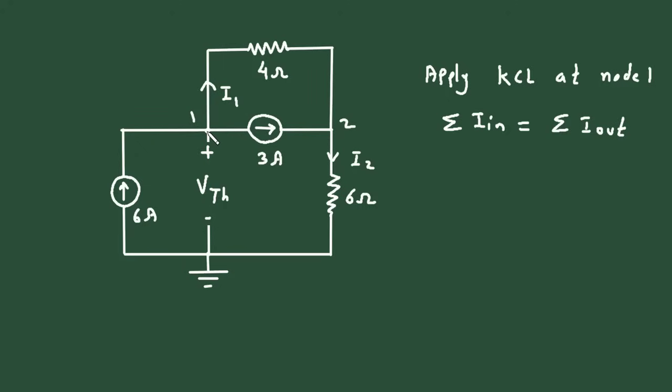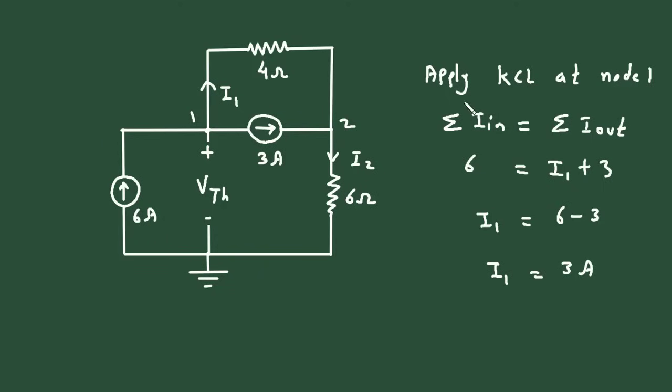Now here at this node the entering current is only this 6 ampere. So here we can write 6 is equal to, leaving currents are I1 plus 3 ampere. So I1 will be equal to 6 minus 3. Therefore I1 is equal to 3 ampere.